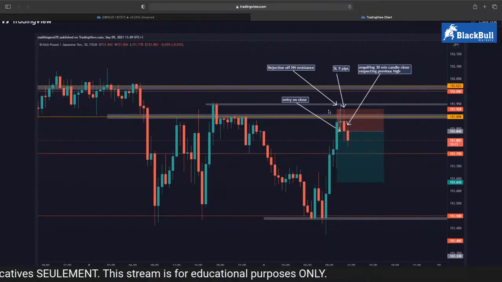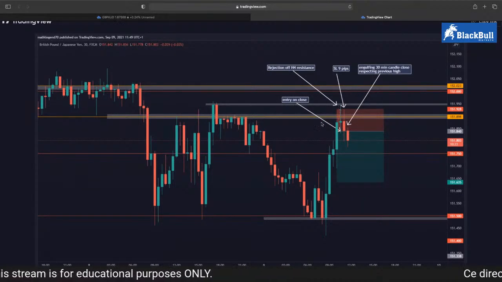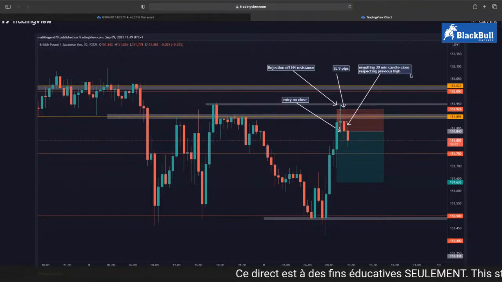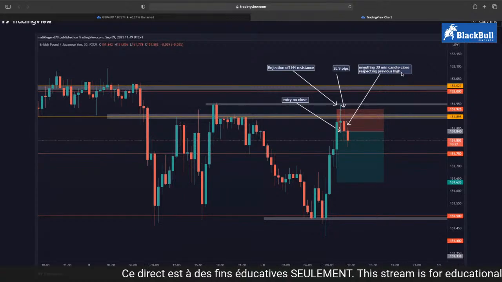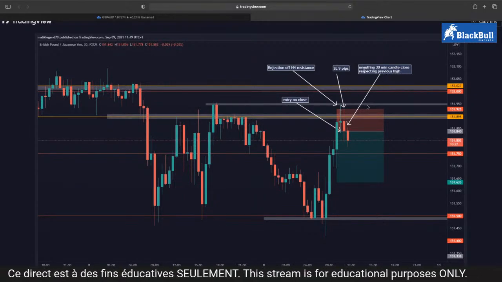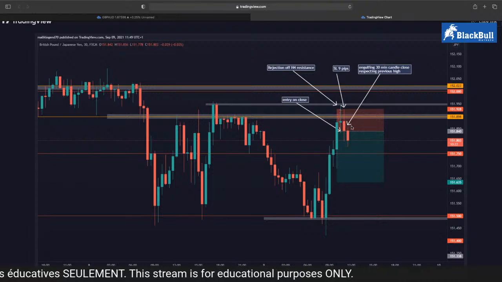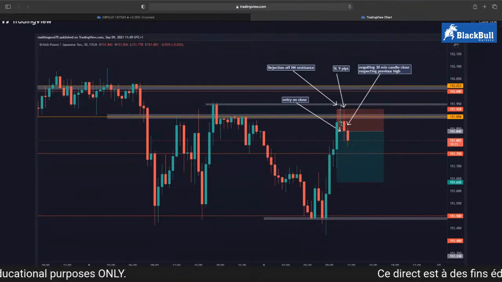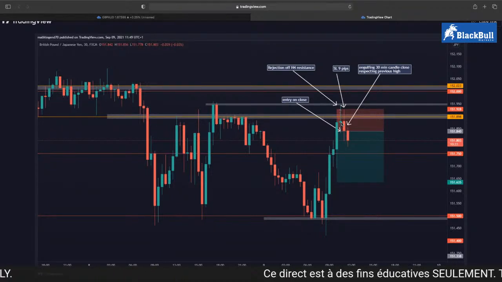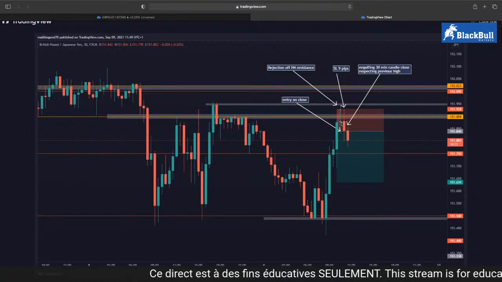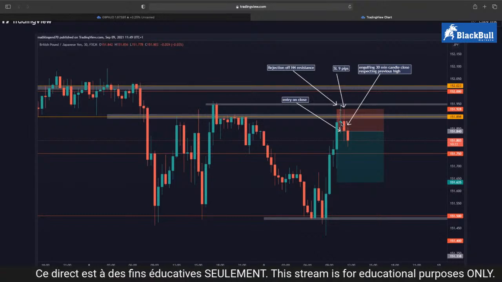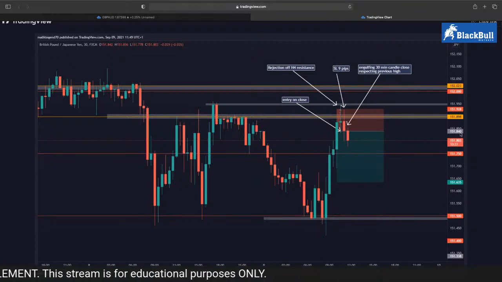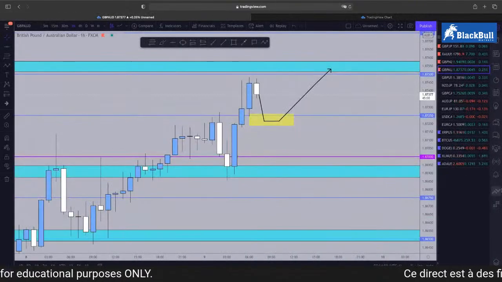So we got rejection of H4 resistance, entry on the close, SL 9 pips, engulfing 30-minute candle, close respecting the previous high. Yeah, the problem is this doji, I don't really consider that one as a candle, so it was a smaller body candle. Yeah, I mean, everything is good. It's good, to be honest.